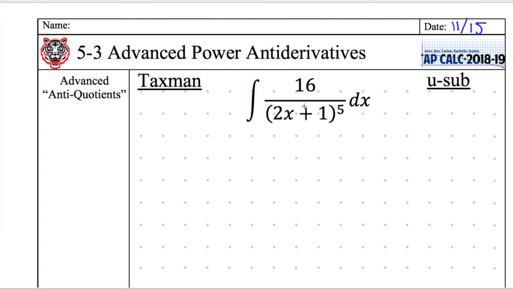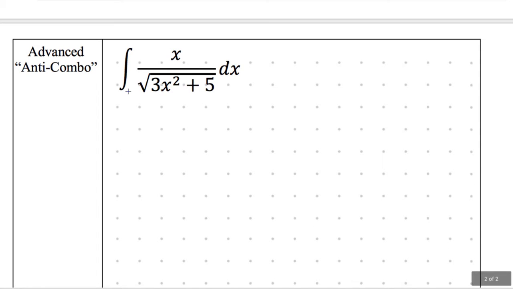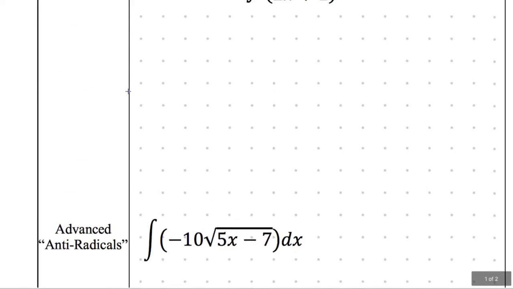Let's go ahead and talk about advanced power antiderivatives. Okay, so we have advanced anti-quotient, advanced anti-radicals, and on the back, advanced anti-combo. So we know how to use Taxman.